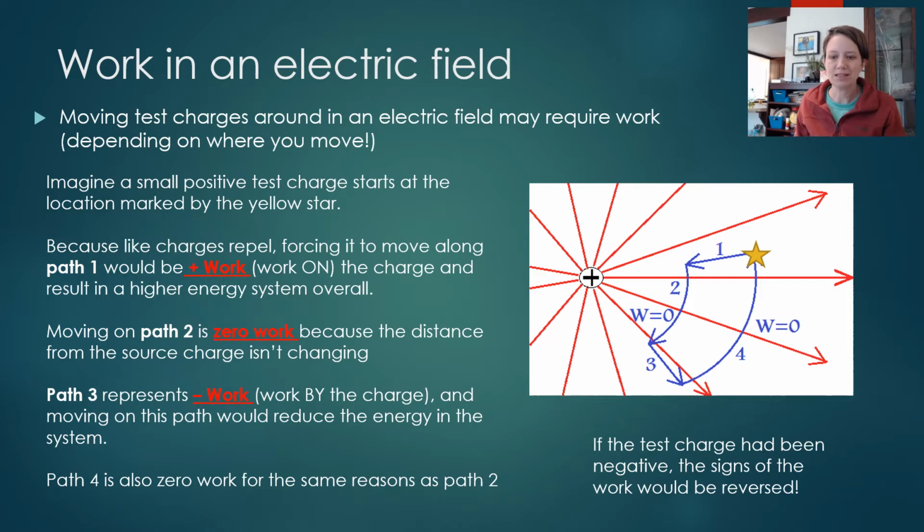A quick note about this: if we switched our test charge for a negative test charge, or we switch our source charge for a negative source charge, then the signs of the work are all going to be reversed. So in other words, taking two oppositely charged objects and allowing them to move closer together is actually negative work because they want to do that. And pulling two oppositely charged objects apart is going to be positive work, so we could store energy in a system by separating opposite charges or by compressing like charges.